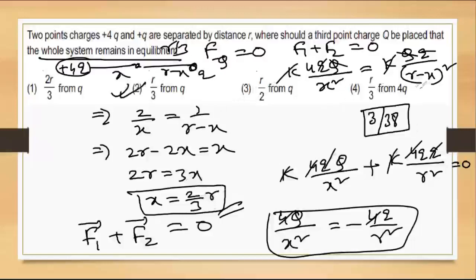So 2R by 3 from 4Q is not there. Okay, so only option 2 is here. Yes, that is correct. Only the second one is correct. Understood, beta? Any doubt? No, sir.